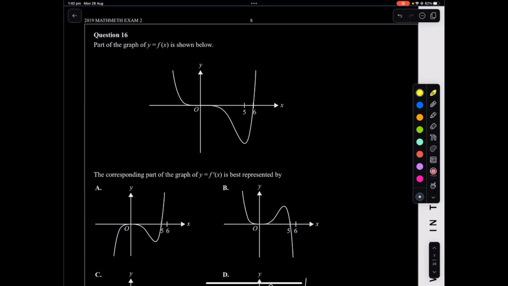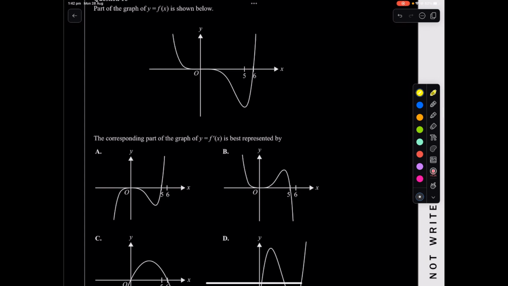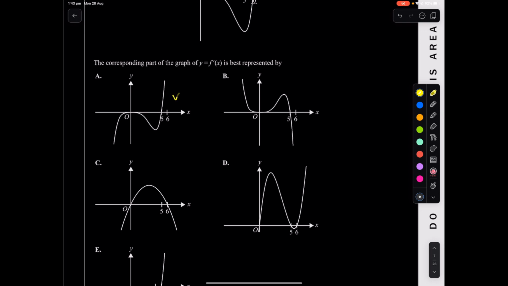Part of the graph of y equals f of x is shown below. The corresponding part of the graph of y equals f dash of x is best represented by which? Okay, what do we know? Well, we know that the stationary point will become the x-intercept in f dash of x, the derivative function. So in the f dash of x graph, there should be an x-intercept at x equals 5. So this one looks good because there's an x-intercept over here.